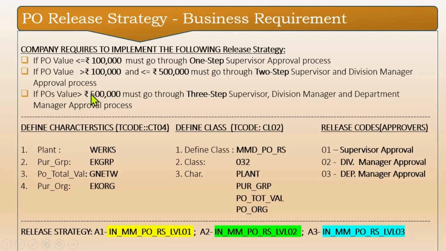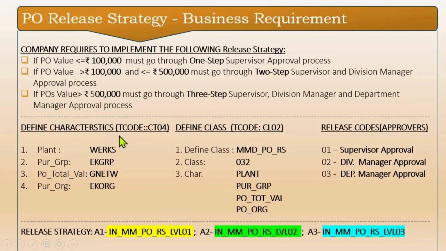If PO value is greater than 500,000, then it goes up to department manager level. So supervisor will approve, division manager and the department manager. So all we have taken only up to 3 approvers. So the department manager will finally approve the purchase order. Then the further process can be carried on for that purchase order.